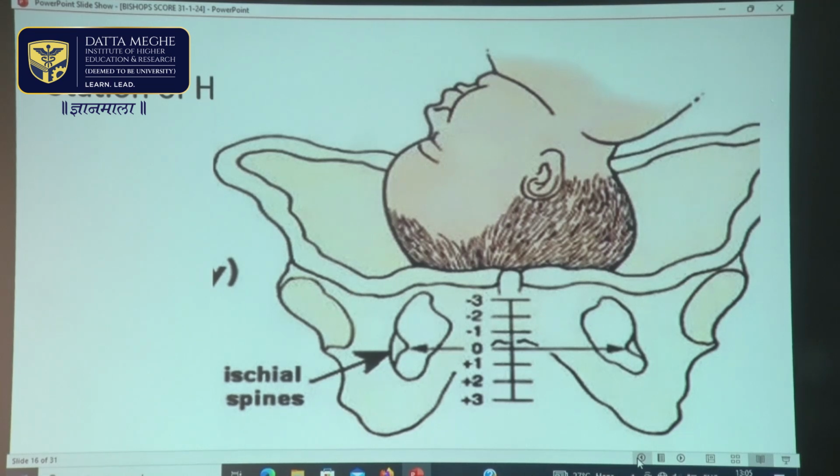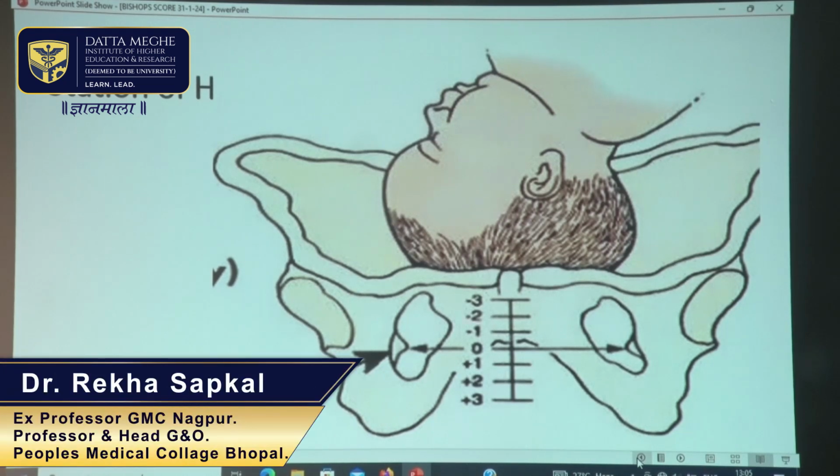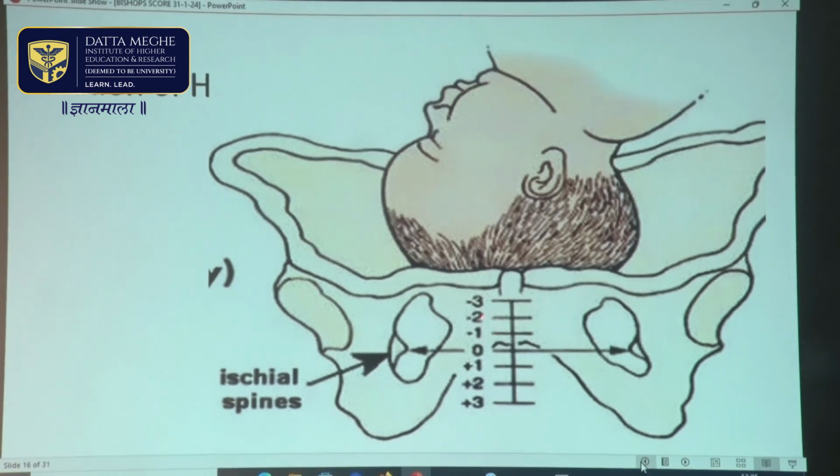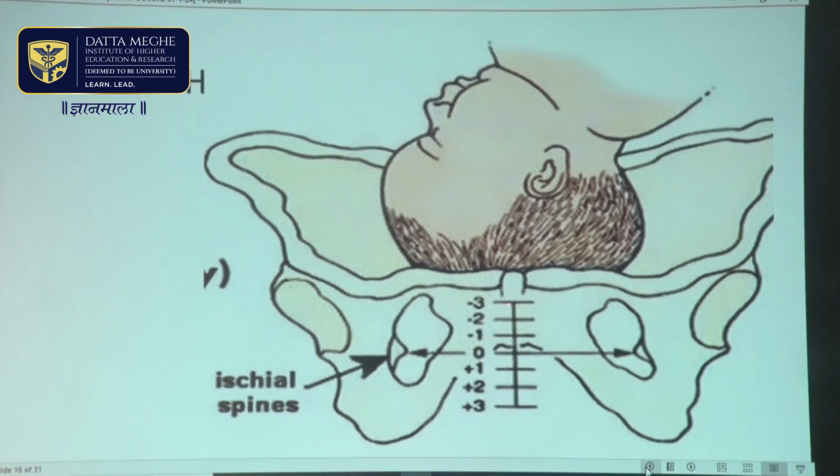Next, we interpret the station of the head also. What is station of the head? How do you describe? Ischial spine is the 0 station. 1 centimeter above ischial spine is -1, 2 centimeter -2 and 3 centimeter -3.